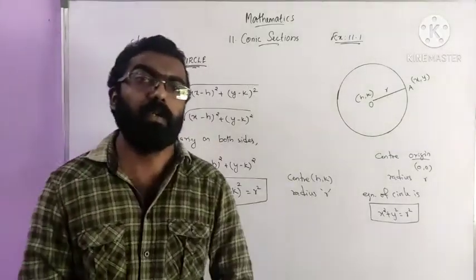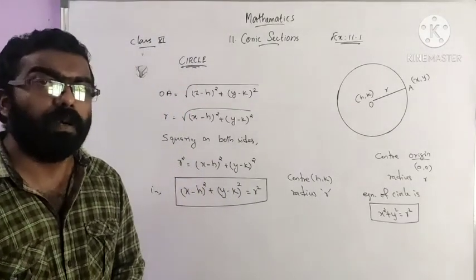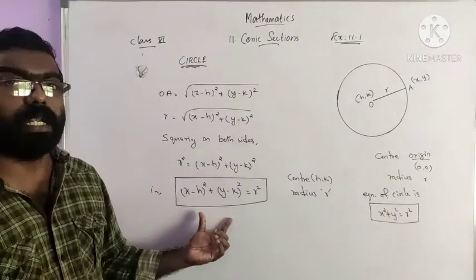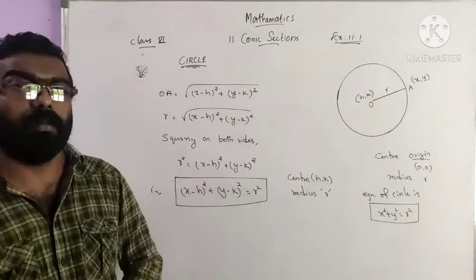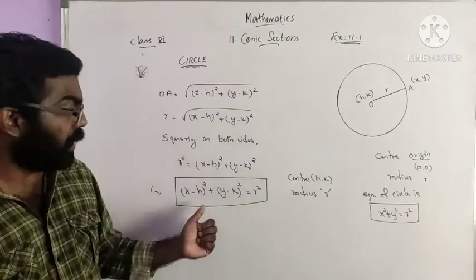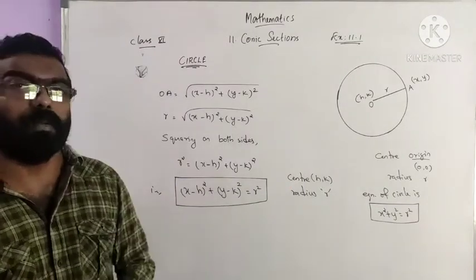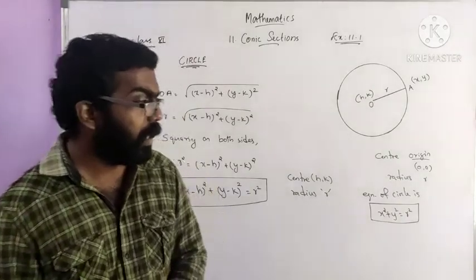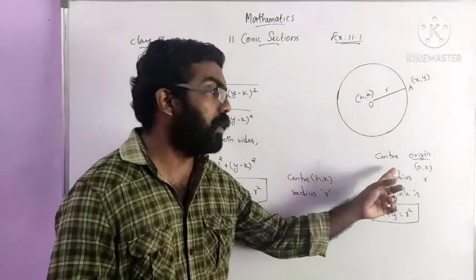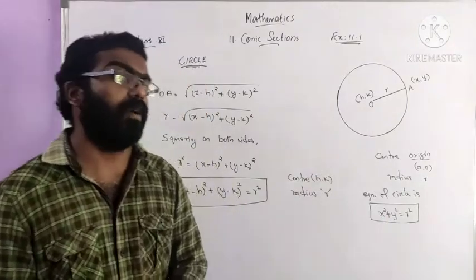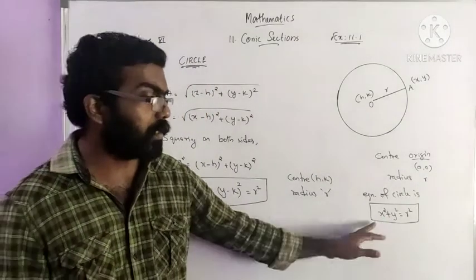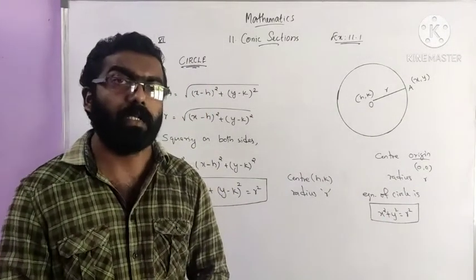So these are the two different equations of circle. One is the equation of circle with the center h comma k and radius r, and it is x minus h the whole square plus y minus k the whole square is equal to r square. And the second one is the equation of circle with the center at origin and radius r, that is x square plus y square is equal to r square.